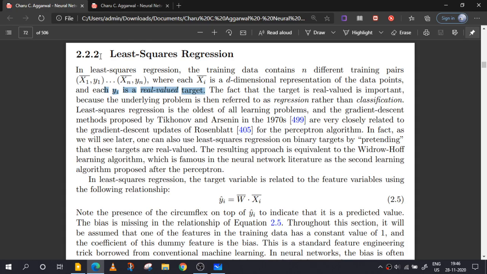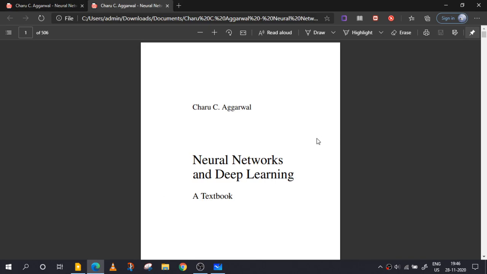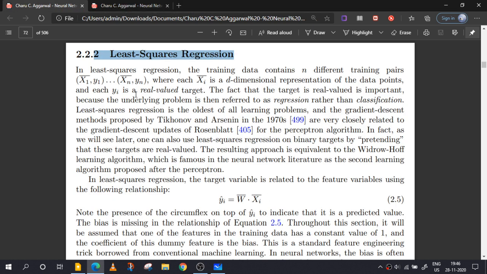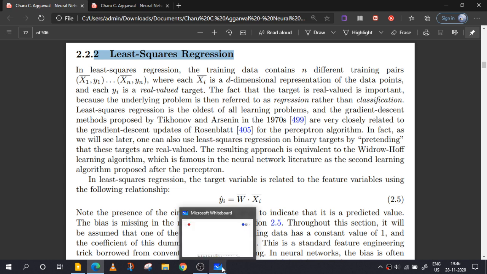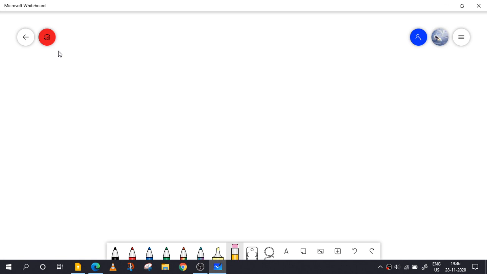So in this video, I'm going to explain least square regression from this book called Neural Networks and Deep Learning. This is a resource for myself, and I never did this before, but teaching someone is also teaching myself, and I can refer back to this at some point. So let's go line by line, right?